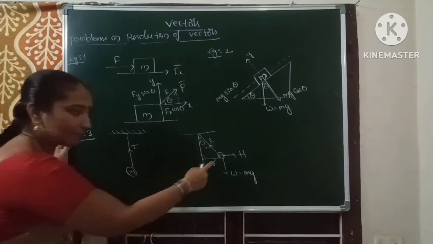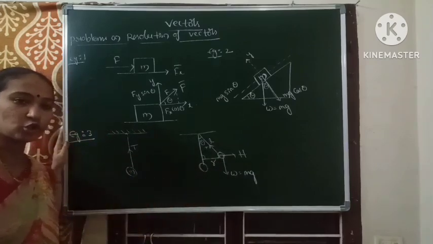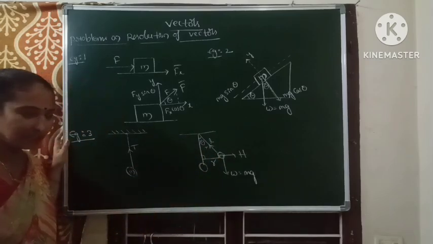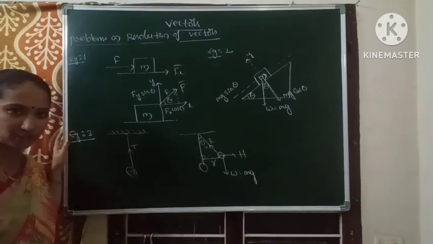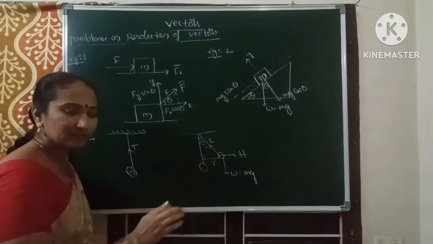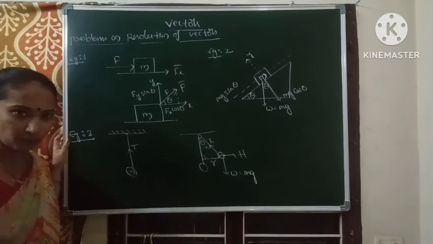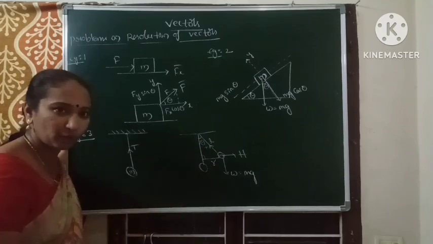But still this bob is in the state of rest. Why? Because here the 3 forces are in equilibrium state. Since the 3 forces are in equilibrium, this bob is in the rest position. Now we have to resolve the components. What is the use of resolving the components here?